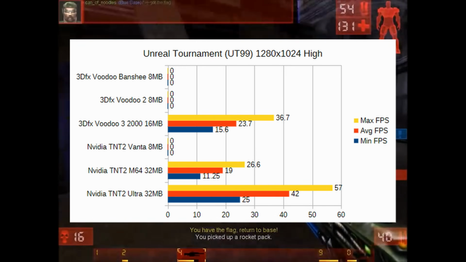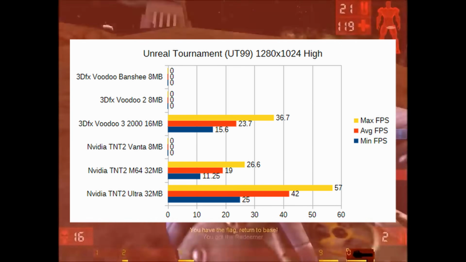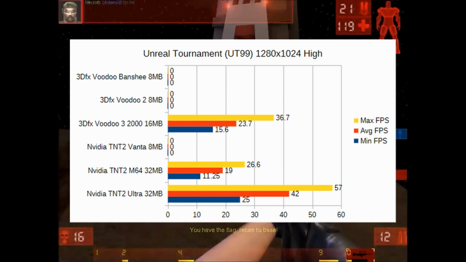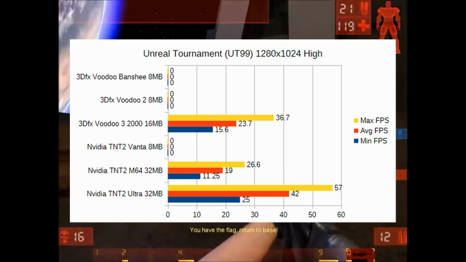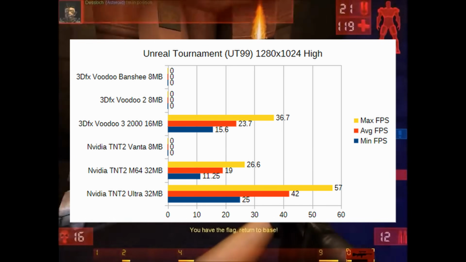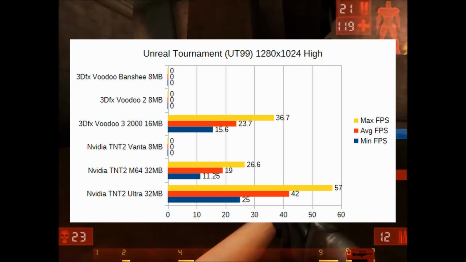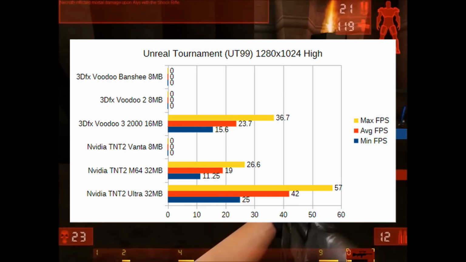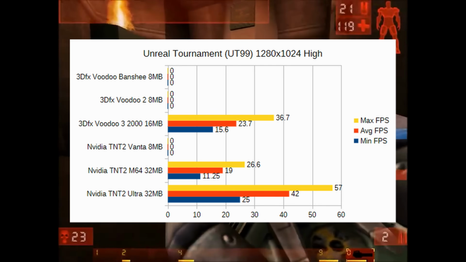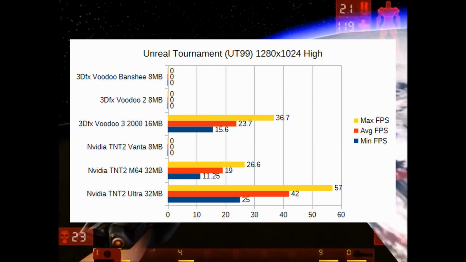Maxing Unreal Tournament out at 1280 by 1024. Basically, the only card left really playable is the TNT2 Ultra. Even the Voodoo 3 has dropped off to 23 frames per second average, no doubt limited by its 16 megabytes of onboard RAM. We've got the TNT2 M64 even worse at 19. But the Ultra, with its 32 megabytes and its 128-bit bus, is still holding on at 42. The Vanta is not playable at this stage, and neither is the Banshee, and obviously the Voodoo 2 was ruled out long ago.